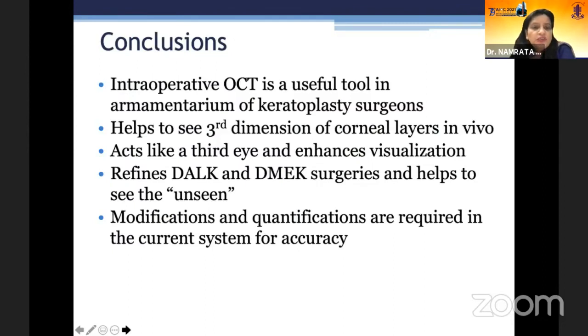So I'm not saying you need it, but it is a useful tool to fine tune your surgery. It gives you a third dimension. It's like a third eye. It helps you to see the unseen.